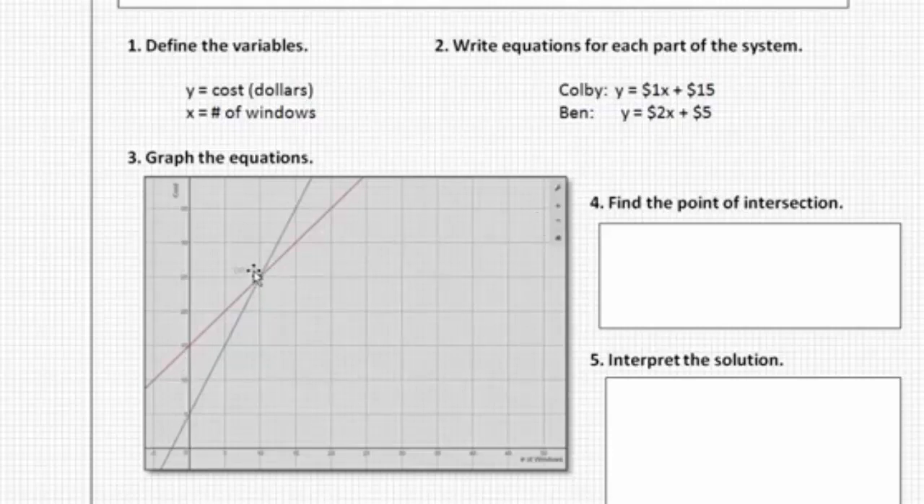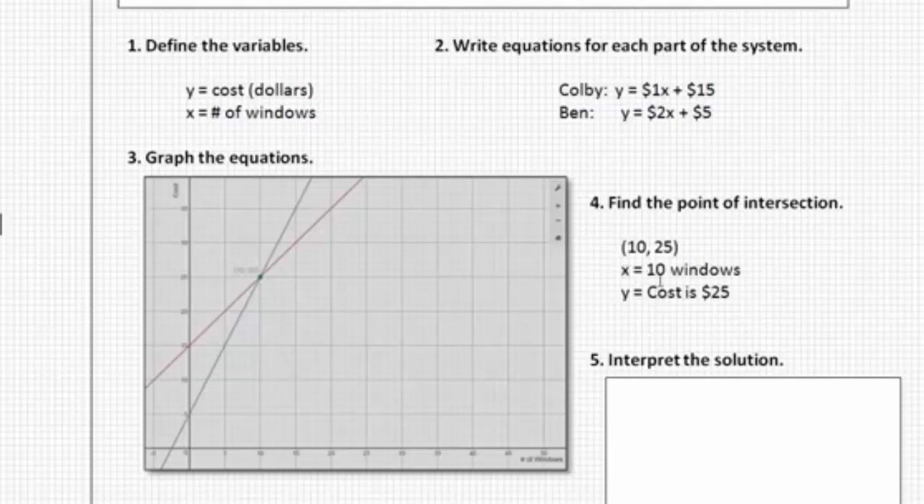So as soon as we graph it, we want to look for that point of intersection, and I've actually already labeled mine here on the graph. It's right here. As long as we've graphed our lines well and precisely, as we've been talking about all year, then finding solutions to systems by graphing should be fairly easy, and it should be really obvious once we get graphed. So right here at (10, 25) is our point of intersection.